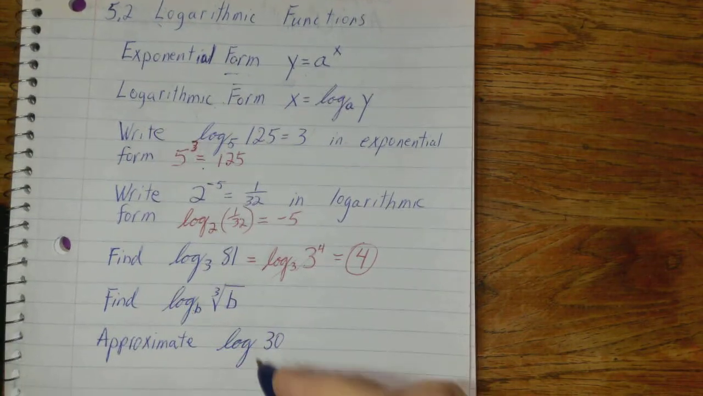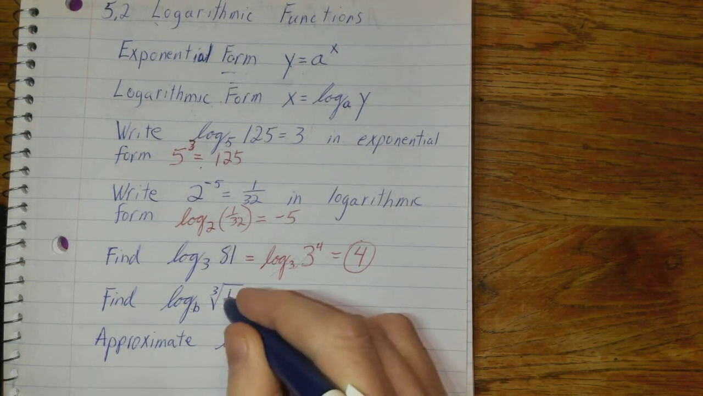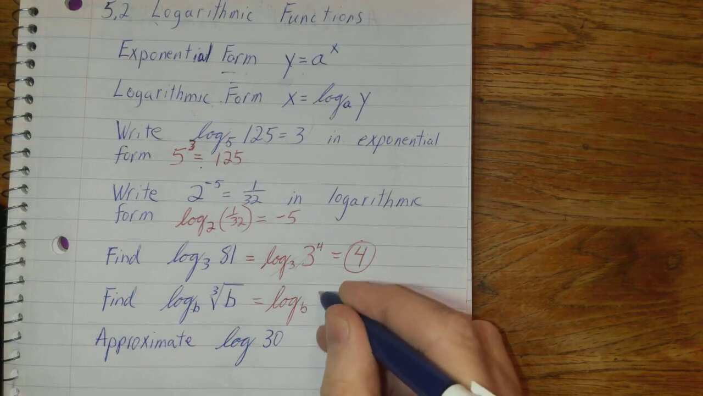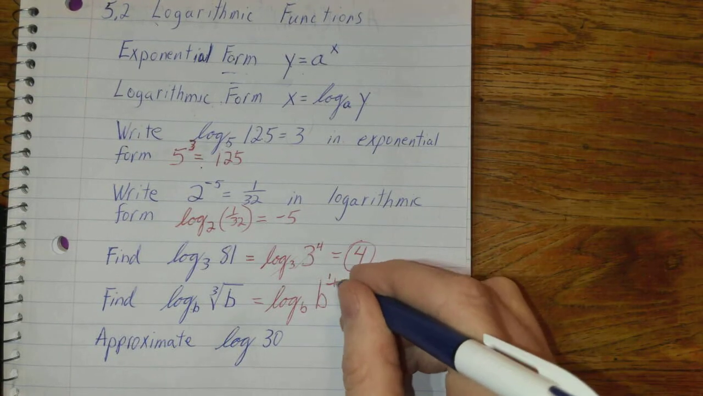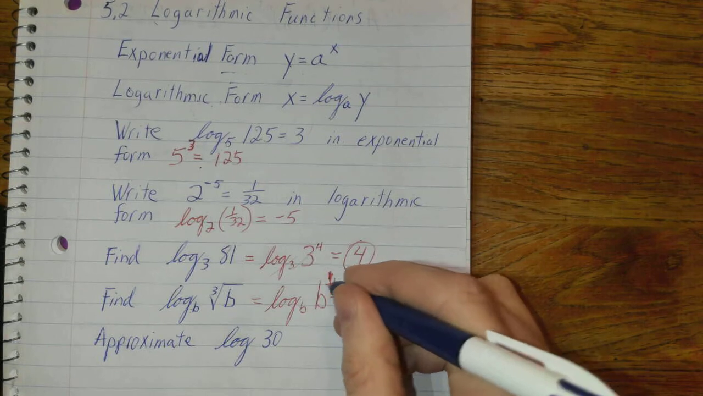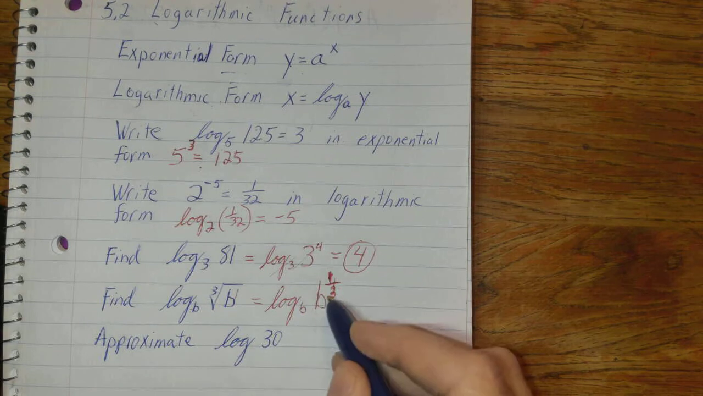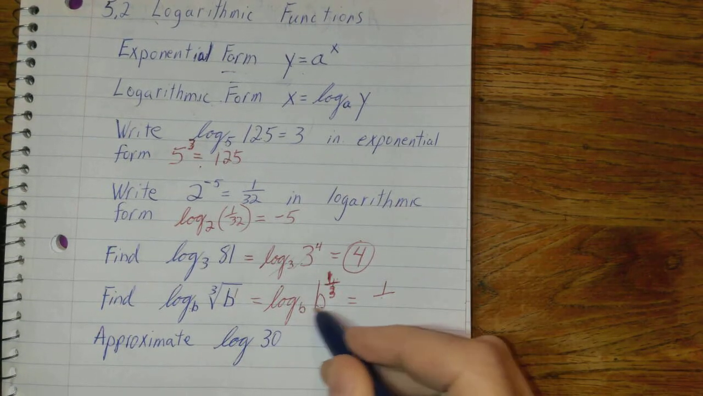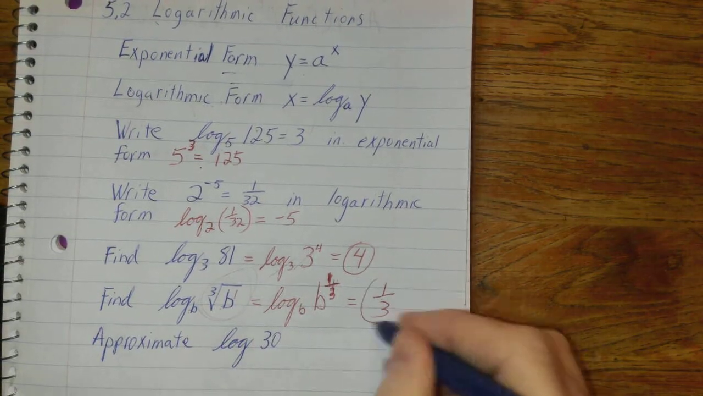Now, this next one, log base b of the cube root of b. Well, if I rewrite the cube root with a rational exponent, remember, the cube root of b is the same as b to the 1/3 power. This is asking for the power of b. What's the power of b here? Well, the power of b is 1/3.